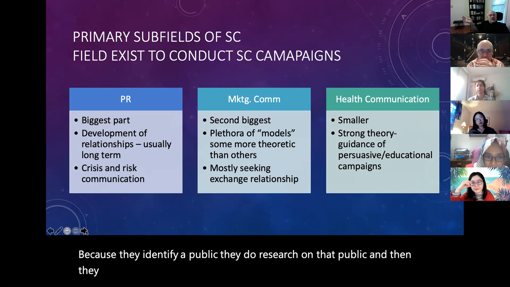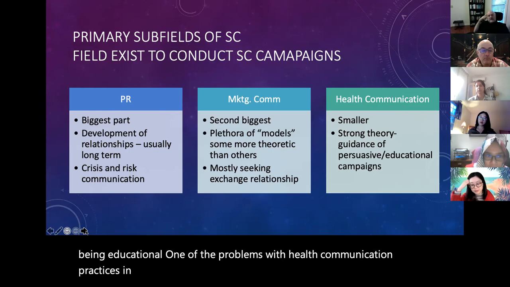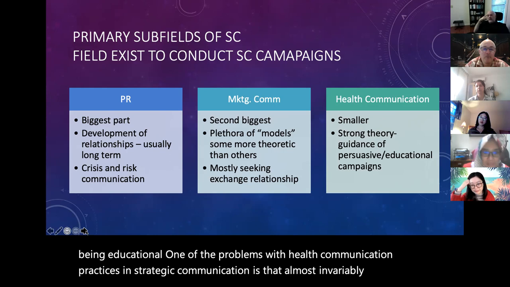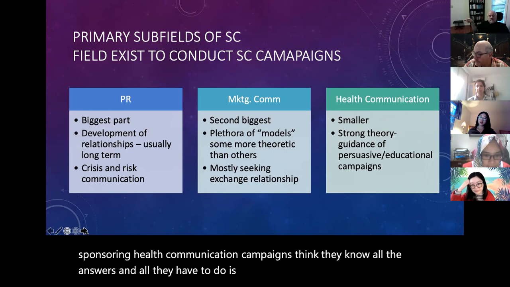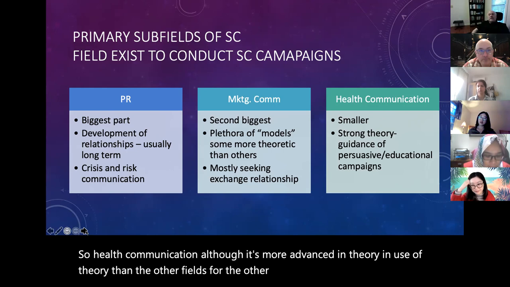Sometimes they call it being educational. One of the problems with health communication practices in strategic communication is that almost invariably, those sponsoring health communication campaigns think they know all the answers and all they have to do is educate their publics. So health communication, although it's more advanced in theory, in use of theory, than the other subfields, tends to anger a lot of people as well.